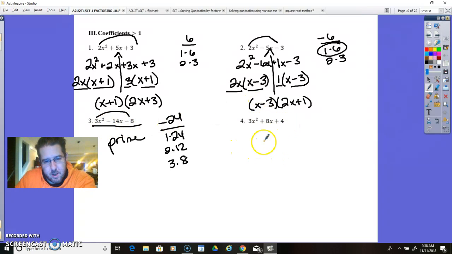And for this one, okay, so 3 times 4 is 12. So it's either going to be 1 times 12, 2 times 6, or 3 times 4. And it's 2 and 6, so I split this up.